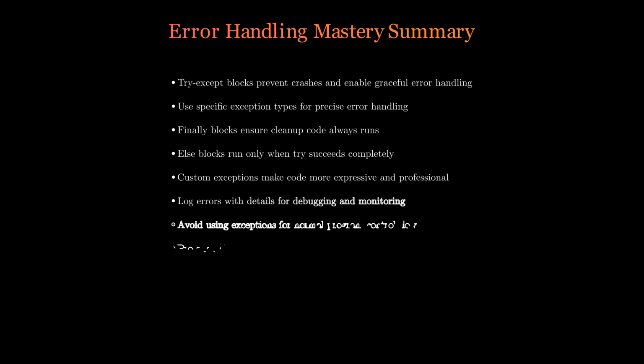Let's summarize our journey through Python error handling. Try except blocks are your primary tool for preventing crashes and handling unexpected situations gracefully. Use specific exception types rather than generic catches. Finally blocks ensure cleanup happens regardless of success or failure. Else blocks run success-specific code. Custom exceptions make your code more professional and expressive.